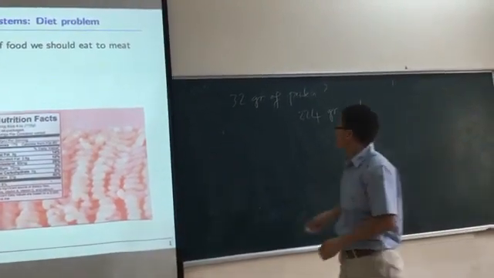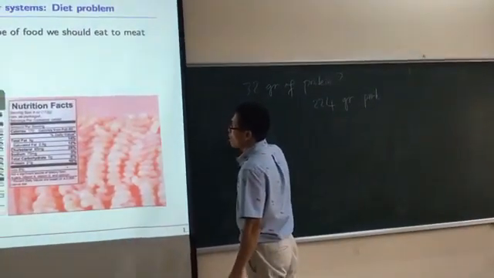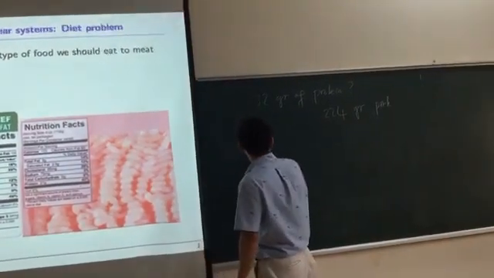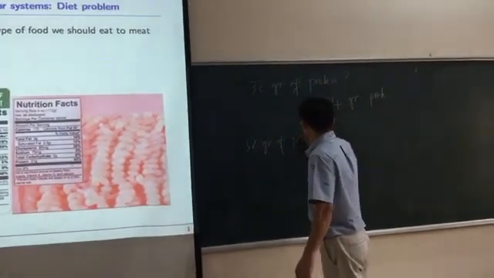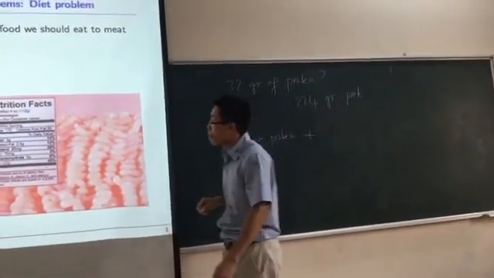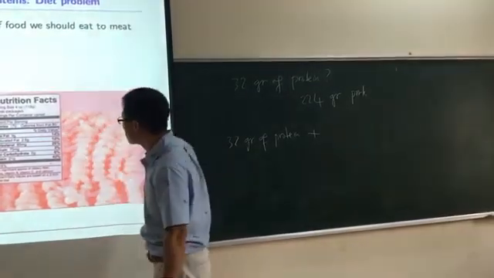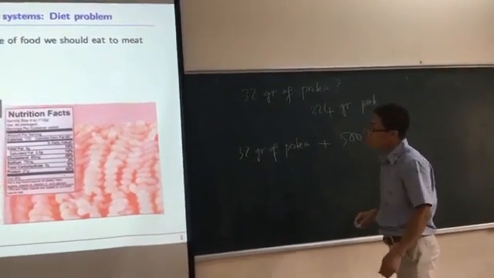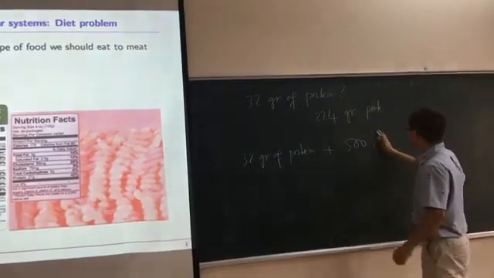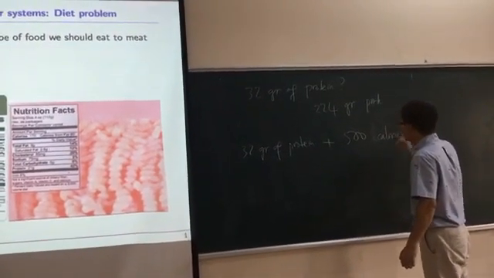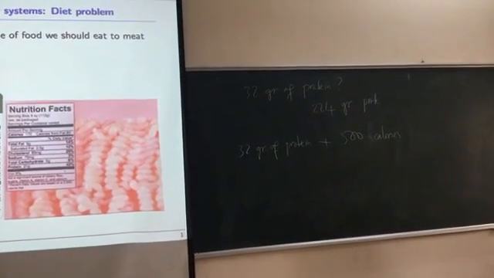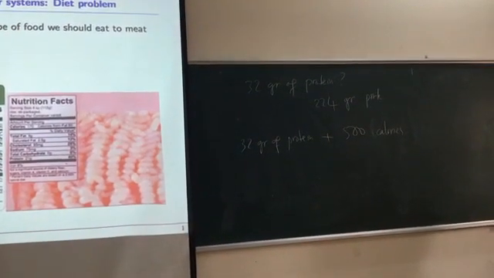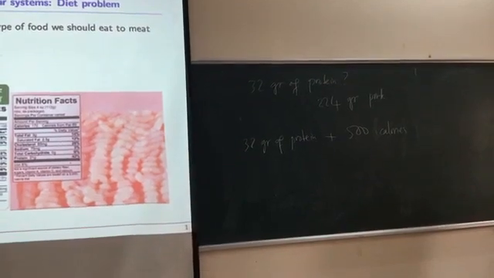So now the second question is, how much of each type of food should you eat to get, let's say, 32 grams of protein plus calories, let's say 500 calories, right? So the question is hard, right?